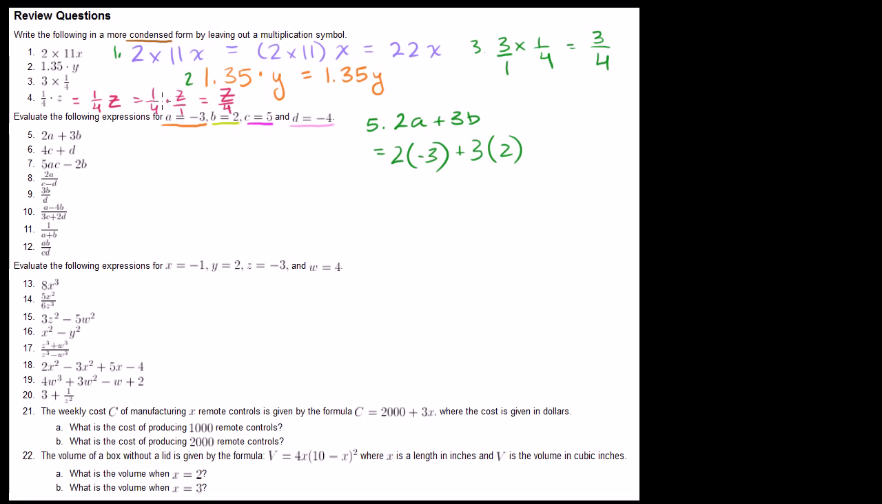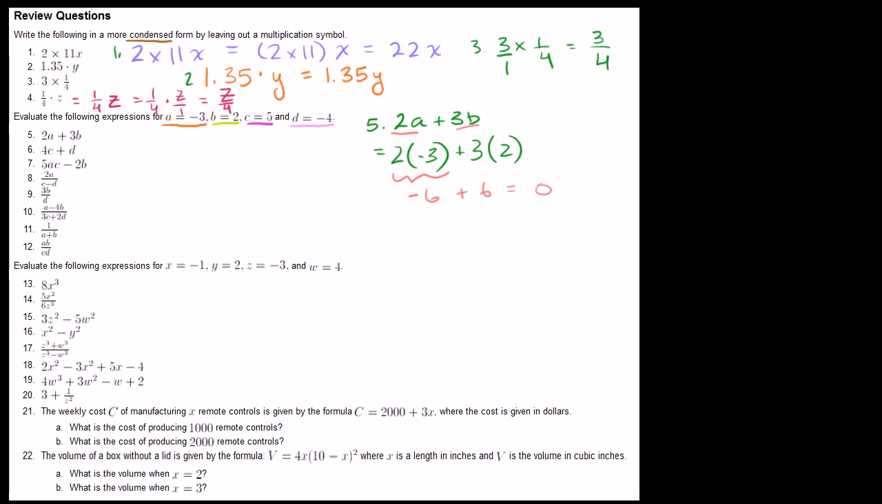And what is this equal to? 2 times -3 is -6, plus 3 times 2. 3 times 2 is 6. That's +6. So that is equal to 0. And notice the order of operations. We did the 2 multiplications before we added the 2 numbers. Multiplication and division takes precedence over addition and subtraction.